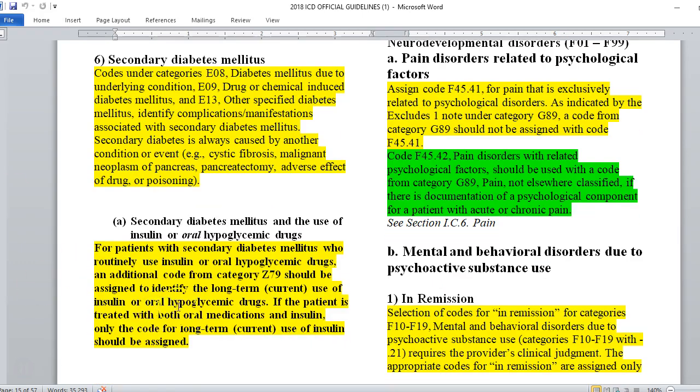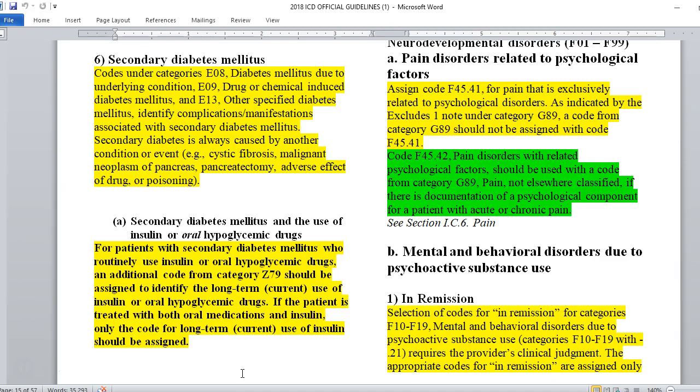So it goes on to tell us, just like we saw for type 1 and type 2 diabetes, for patients with secondary diabetes mellitus who routinely use insulin or oral hypoglycemic drugs, an additional code from category Z79 should be assigned to identify the long-term current use of insulin or oral hypoglycemic drugs. If the patient is treated with both oral medications and insulin, only the code for the long-term current use of insulin should be assigned. And again, we have to think about that for a second.